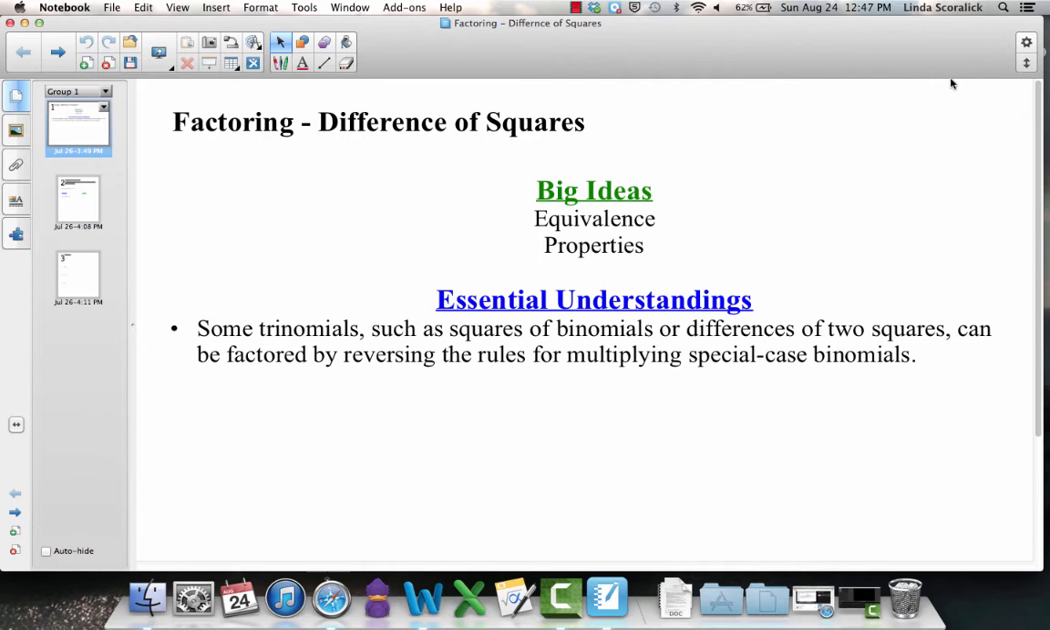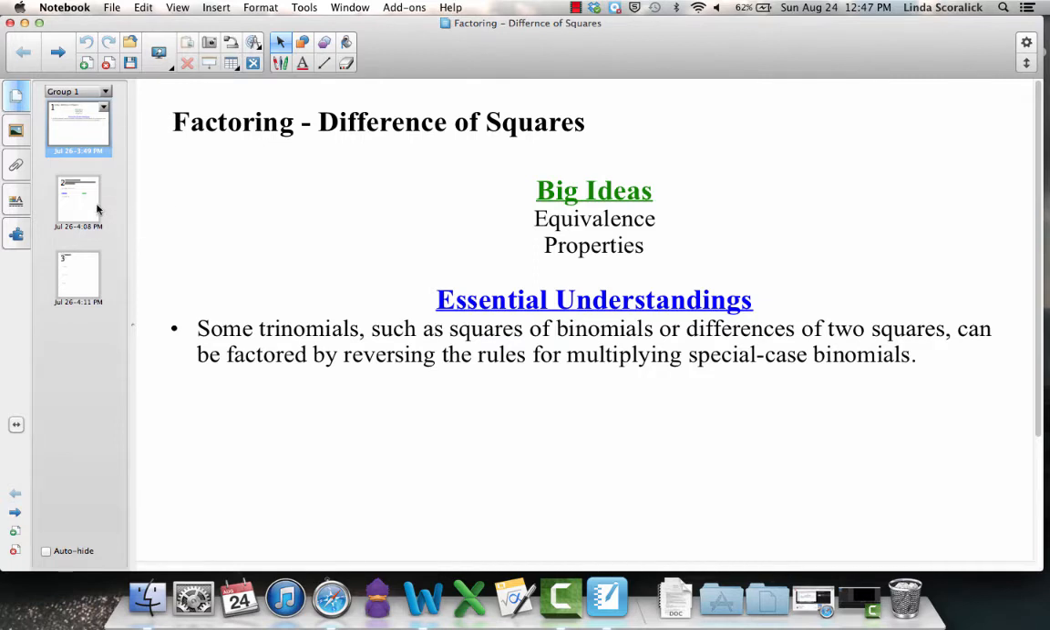In this video, we are going to continue to explore the big idea of properties, and we're going to be talking about factoring some trinomials such as squares of binomials or differences of two squares that can be factored by using rules that are the reverse for multiplying special case binomials. And we're going to take a look at what that means in the coming slides.